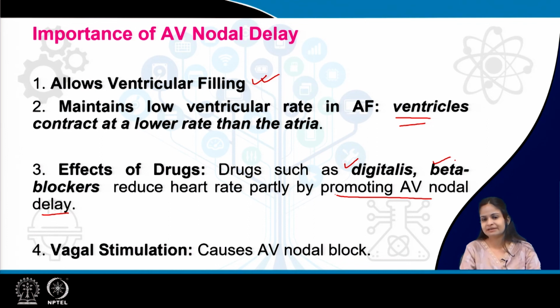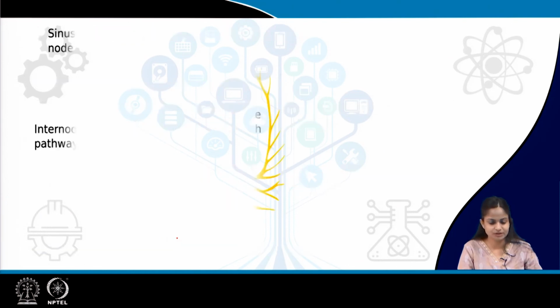Whenever there is a parasympathetic stimulation, that means vagal stimulation because of the acetylcholine, so release of the acetylcholine, this AV nodal delay will get prolonged. So, this causes AV nodal block in subsequent constant vagal stimulation.